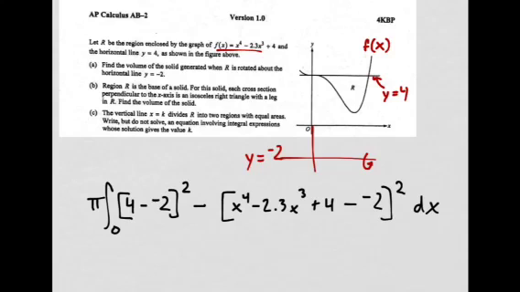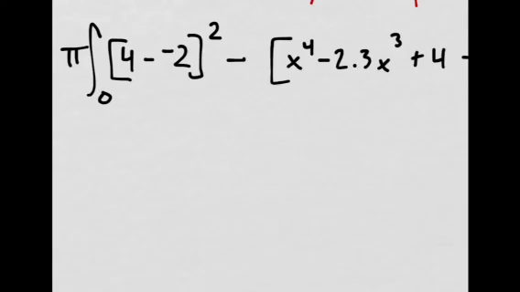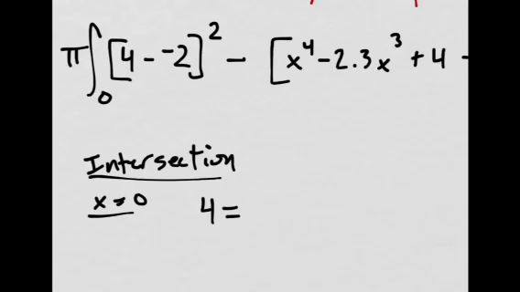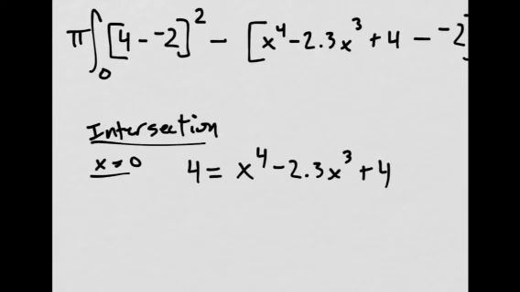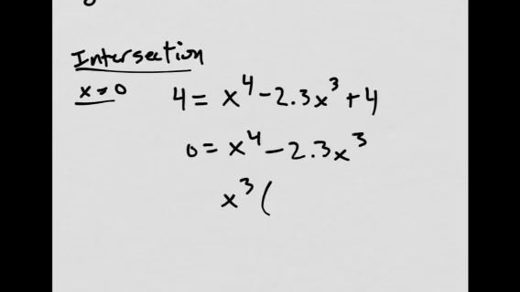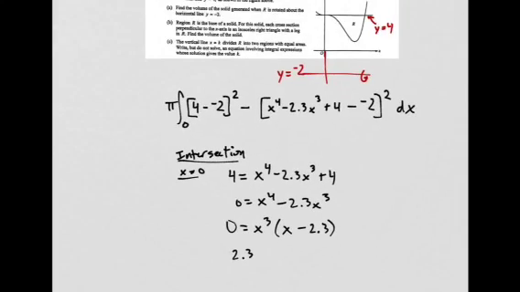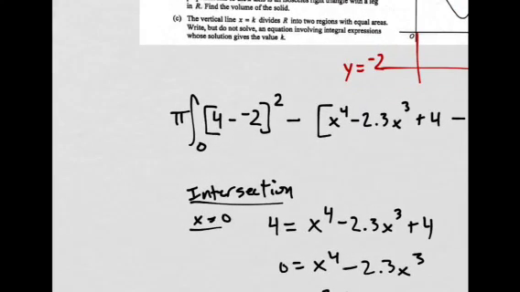It's going from 0, that's this part right here, and this is the intersection. One of them has x equals 0, the other one I can find by plugging in 4 for my f of x value. So I have 4 equals x to the 4th minus 2.3x cubed plus 4. I'll subtract 4 from both sides to get 0 equals x to the 4th minus 2.3x cubed. Factor out an x cubed, and that is x minus 2.3. So there it is: x equals 0, that's where you get the 0 part, and x equals 2.3 is from there. So 2.3 is my other limit of integration.